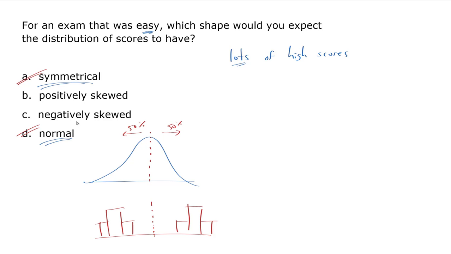So would it be positively skewed or negatively skewed? Well, we're going to have lots of high scores. So when I draw this, I can pile up my frequencies towards the high end and then drop them off down here. Maybe some people really didn't understand the material or didn't study, so there's going to be a few that got lower scores, but many got higher scores.